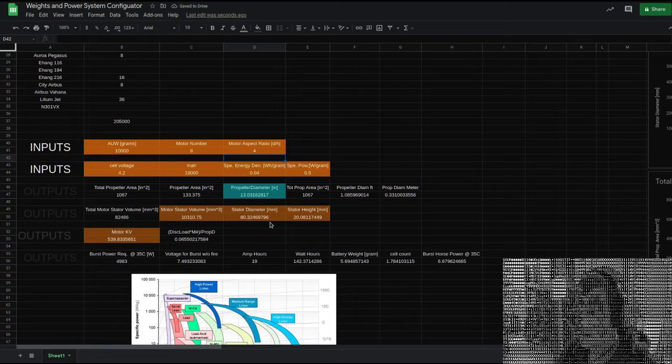Go find an 80-20 at 500 kV for a propeller diameter of 13 inches. There's your X8. Try that out, and you could just up the motor number, like 32 motors. So 32 6-inch propellers, and you can carry your 10 kilograms around.